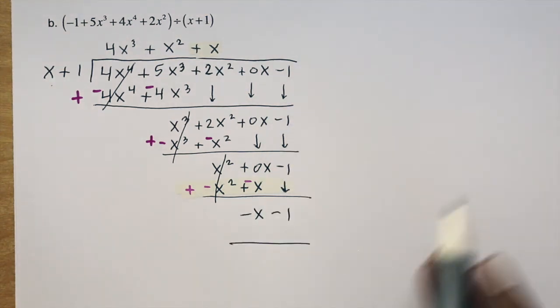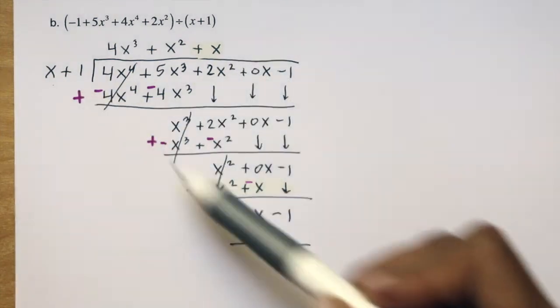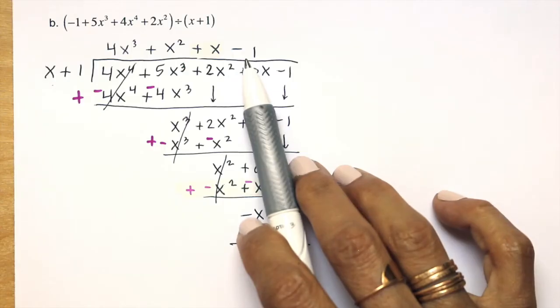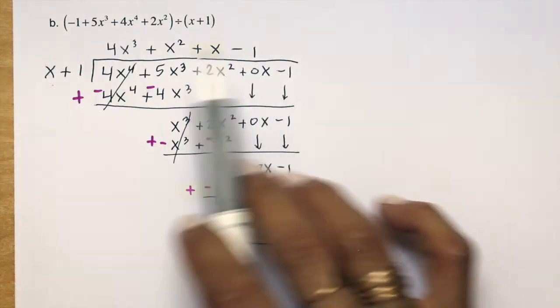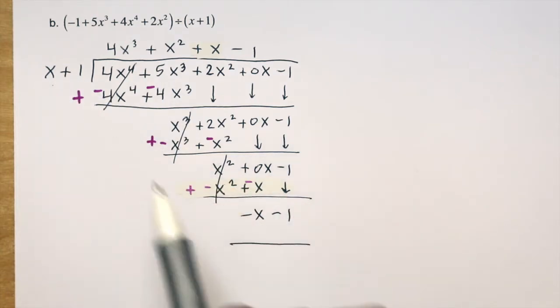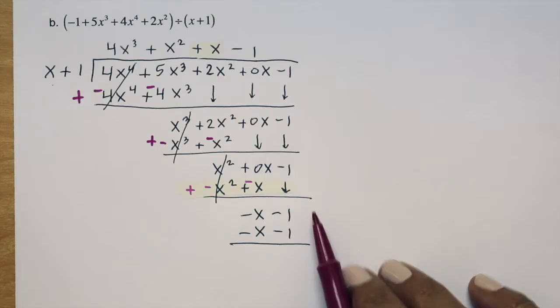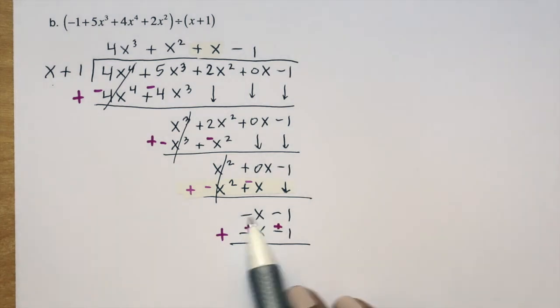And we're going to do the process one more time. What times x makes this first term? And you get negative 1. Now we take the negative 1 and we multiply it to both of these terms, and we write it down here. Next, we're going to add their opposites. So you can see negative x plus x, those cancel. Negative 1 plus 1 makes 0.